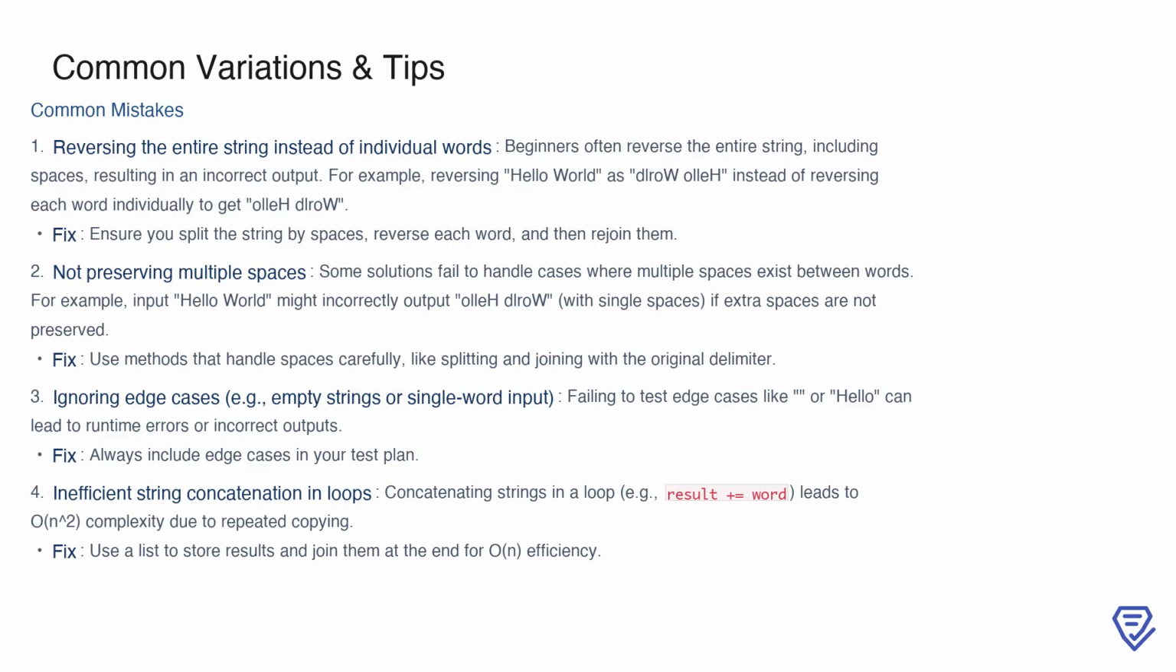Lastly, inefficient string concatenation in loops can be a performance bottleneck. Using operations like result += word repeatedly creates a new string each time, resulting in O(n²) complexity. Instead, store intermediate results in a list and join them at the end for a much faster O(n) solution.